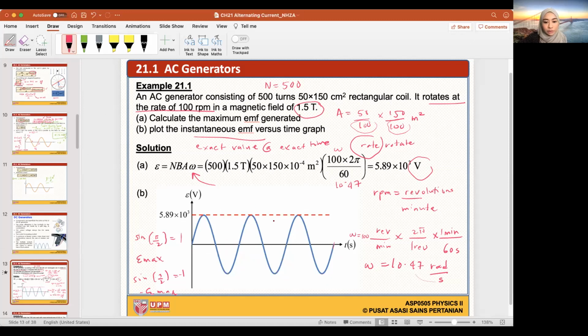First of all, I wouldn't care what the value is. I would just want to plot my sine function, just to plot the instantaneous EMF versus time graph. I know that this is an AC EMF, so it always follows a sine. So I just plot my sine.